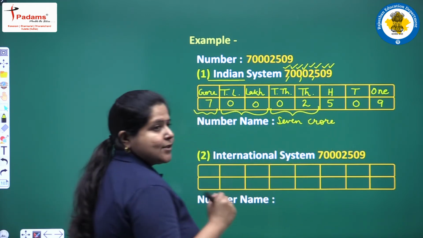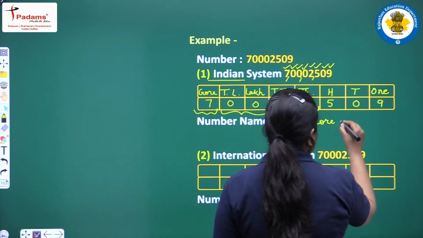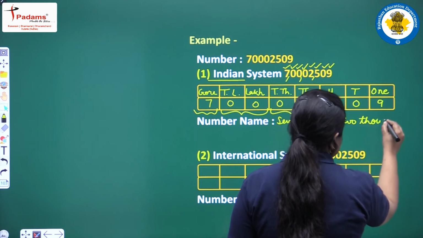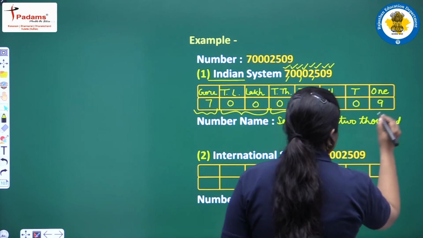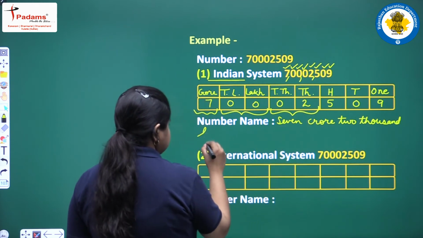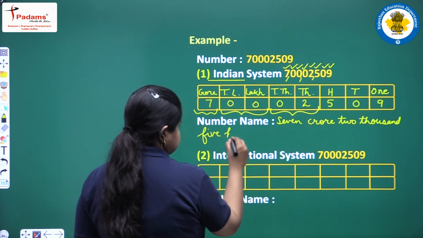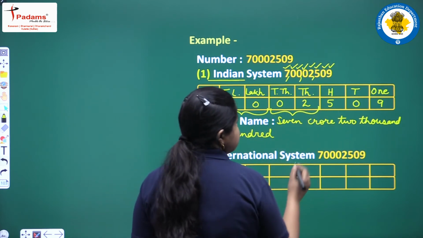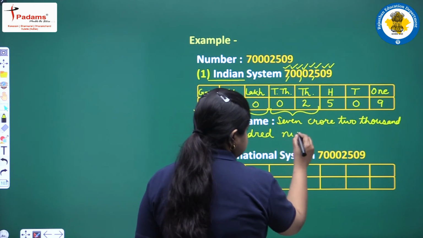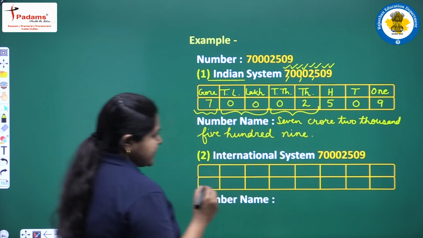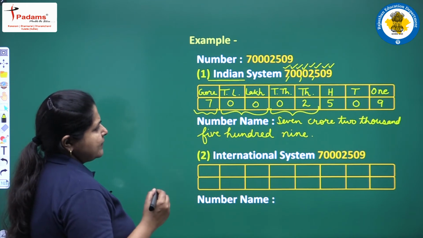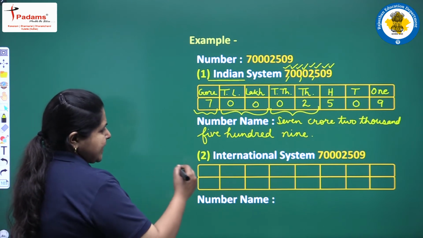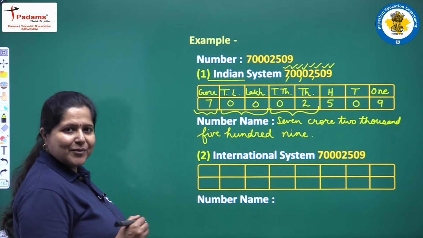02 means only 2000. So we write it 2000. Next we have 500. Then tens place is 0, simply write 9. 7 crore 2,509 is the number name. Clear to you? Now we write it according to International System of Numeration.